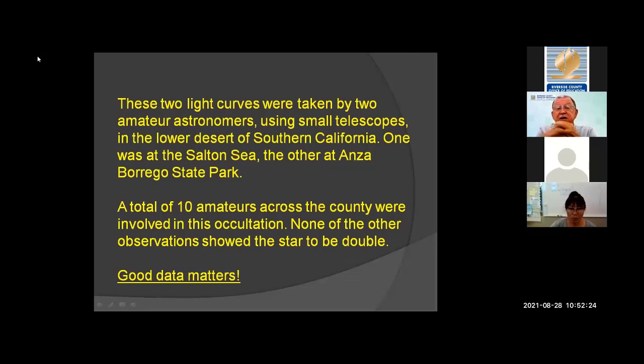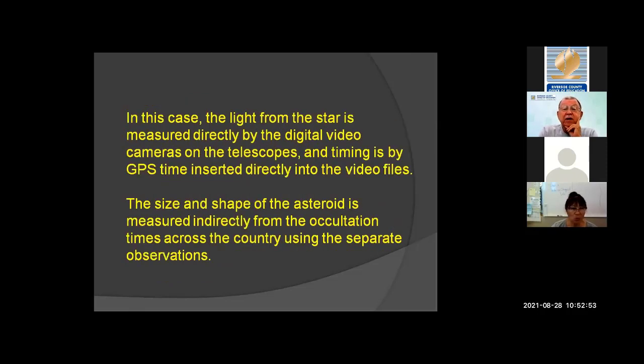And these were amateur astronomers using small telescopes. One of them was 8 inches, one of them was 10 inches, I believe. One of them was at the Salton Sea, and the other one was at Anza Borrego State Park. There were 10 guys working on this across the country. Only that one observation showed the star to be a double. So that's new astronomical data that one amateur really was able to pick up. So good data, regardless of what you're doing, matters. You might find something that nobody's ever seen before.